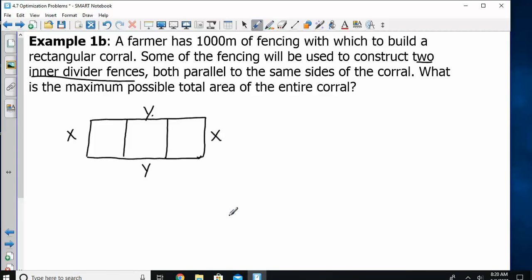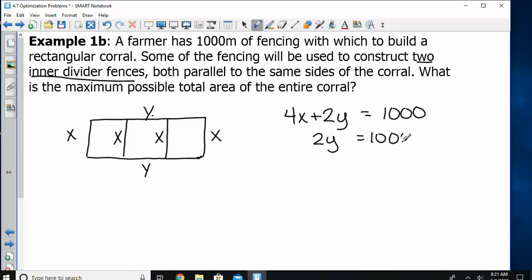what else do I need to do here? We have to include the 2 in the middle. So when I go to add this up, what will it be? Equals 1,000. Okay, we have to get rid of one of the variables, so solve for one of them. I'll just solve for Y. So divide by 2. So my other side is 500 minus 2x.